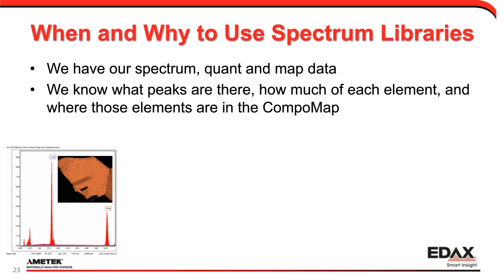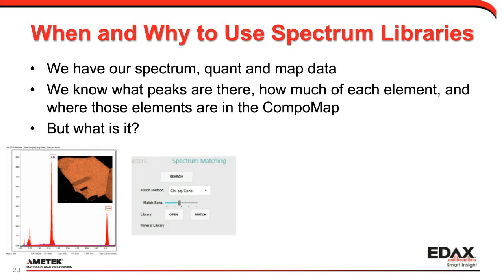And we know what peaks are there, we know how much there is, we know where they're located, but truly we want to figure out what it really is. You know, we look at that grain and we want to know what it is. And so then we start to use our spectrum library. For starters, we pull up the spectrum matching capability, which has a few options available to us. We've got a search function, we've got the ability to load a library, and we've got the ability to search and refine. So in this case, we'll use a mineral library and search against it.